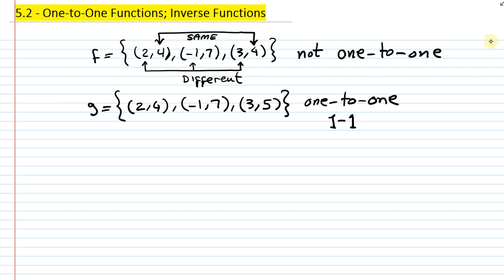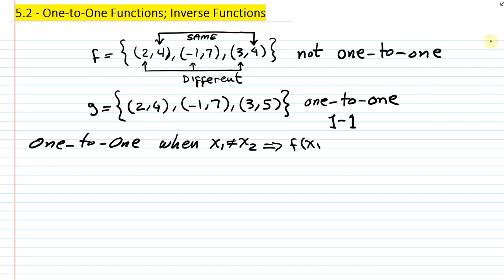Now formally, we can say a function is one-to-one in general when for two different x's, we get two different y values. You see that? That's exactly what I have in the relation up here. Anytime x1, x2 are different, so are the y values, f at x1 and f at x2.